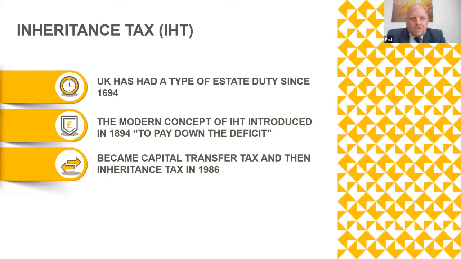Just to give you a background, the UK has had a type of estate duty since 1694. And the modern concept of inheritance tax was introduced in 1894, and that was to pay down the deficit. Just a little bit of interest: at the time, our deficit in 1894 was £4 million. It's now 2 trillion. And if it had gone up just by inflation over the last 100 years, it would now be 533 billion. So we're about three quarters higher in deficit. So paying down the deficit and using inheritance tax to do it really hasn't been immensely helpful over the last 100 odd years.